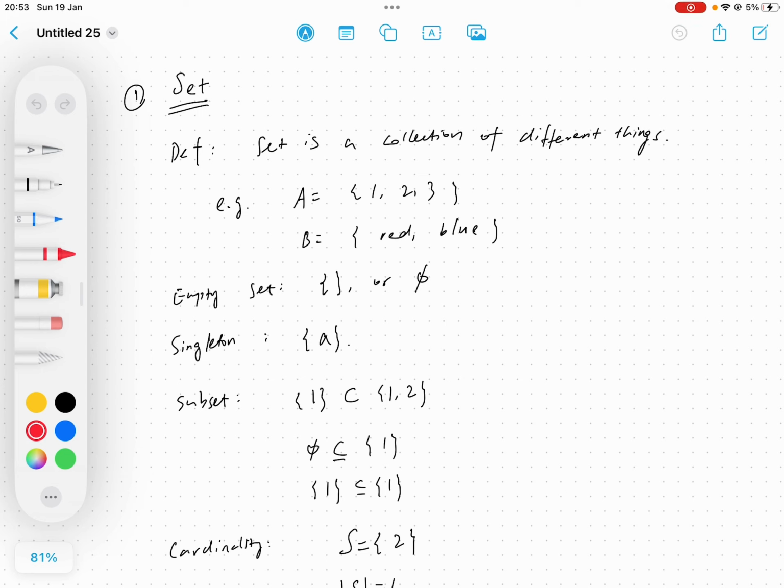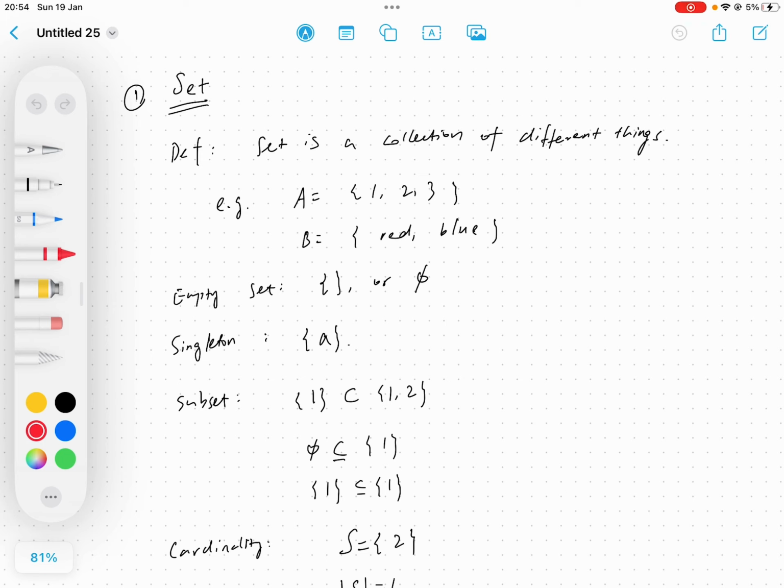So a set, by a formal definition, is just a collection, or a group of different things, or different objects. So this definition is not very rigorous, right? It's pretty intuitive, and this is the definition of set, okay. But it addresses some fundamental properties of the set, right?